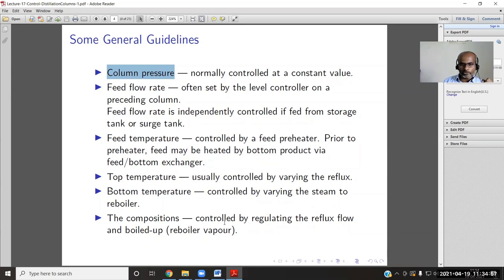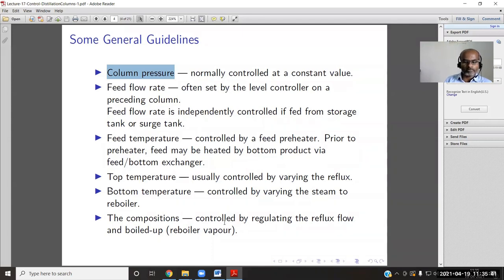Instead, what is easily achievable? Column pressure. Okay, nice point. Otherwise, we have to reduce this vapor flow rate. Or otherwise, we can think of increasing the condenser coolant flow rate. If you increase the coolant flow rate in the condenser, what happens? Automatically condensation will happen at a lower temperature, so the column pressure will reduce. The simplest way is to increase the condensing fluid, or increase the coolant to the condenser.